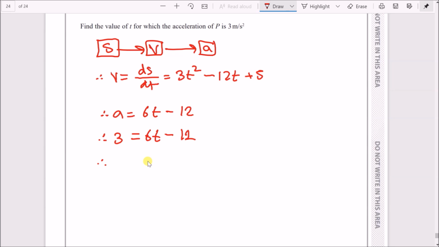Yeah, it's working. So to find T, just solve for T. So add 12 across, you got 15 equals 6T. And lastly, guys, just whip out your calculator. Just write 15 divided by 6. And you should therefore get a T value of 2.5 seconds. Because remember, this is time, yeah?